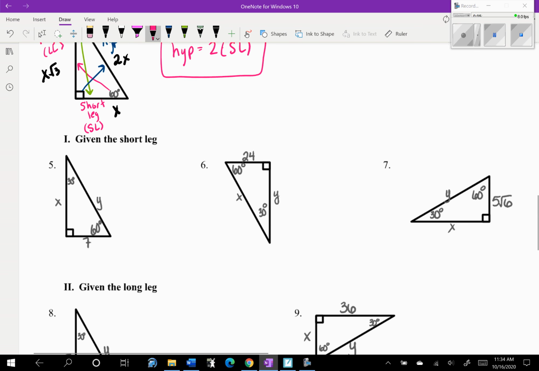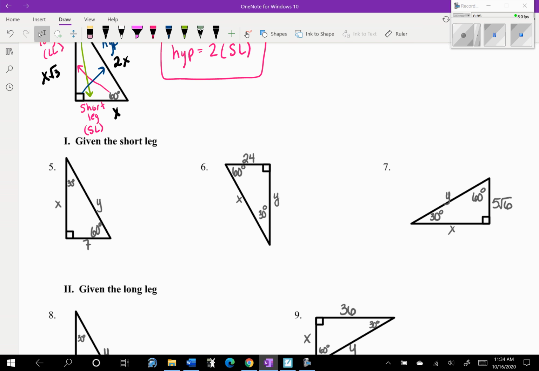Looking at this first one, given the short leg, we're going to solve for the rest of the information, so the long leg and the hypotenuse. We can see that, of course, it's the short leg because it's across from the 30. So we know that 7 is equal to the short leg. If I have the short leg, that means I can go ahead and solve for the long leg. Long leg, remember, is equal to the short leg times root 3. In this case, the long leg is variable x because it's across from the 60 degrees. So x is equal to 7 root 3. So now we have the long leg.